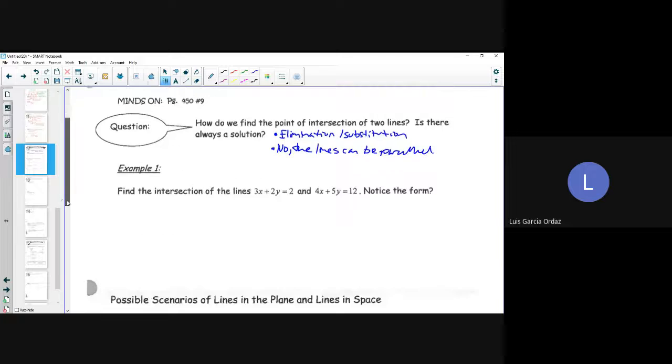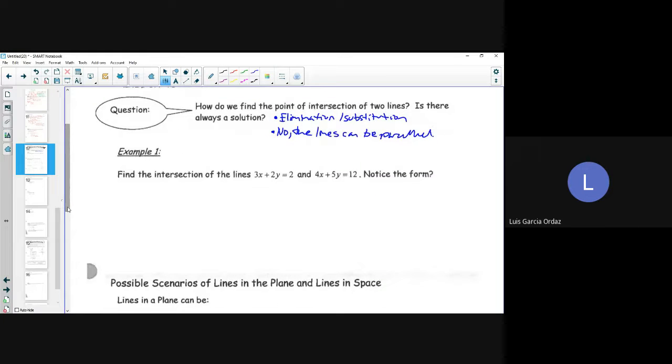So for the first example, pretty easy. You want to find the intersection of the lines 3x plus 2y is equal to 2 and 4x plus 5y is equal to 12. And thank you, Priyanshu. Because we're talking about two lines, there are possibilities where there's no solution because the lines are parallel.